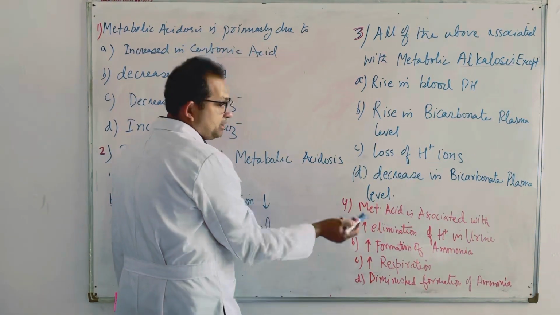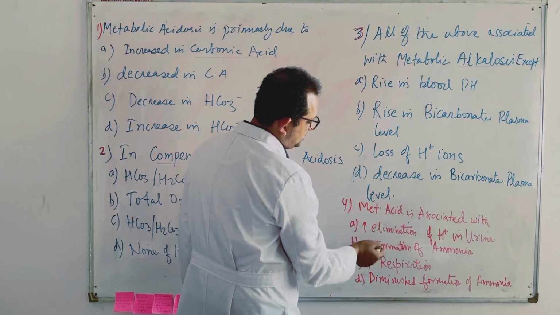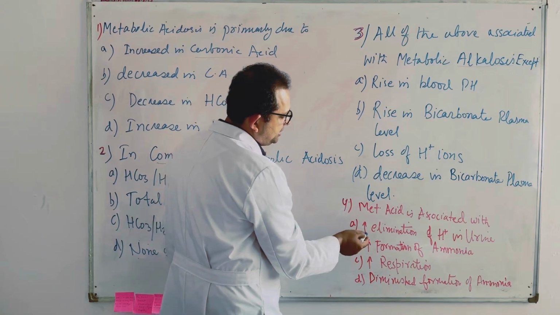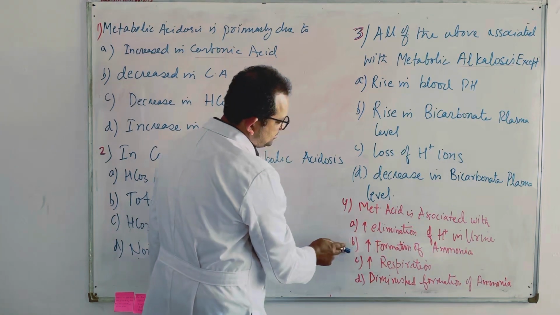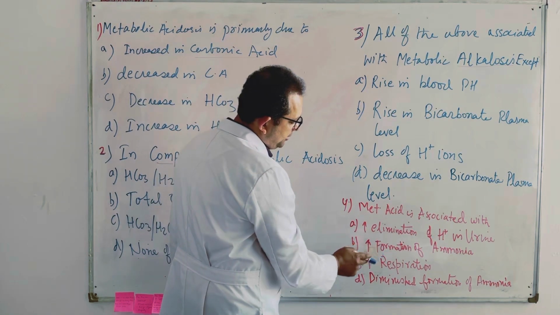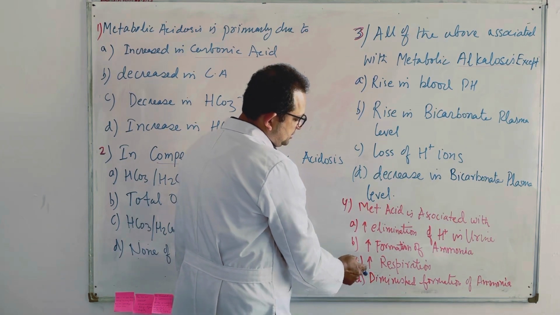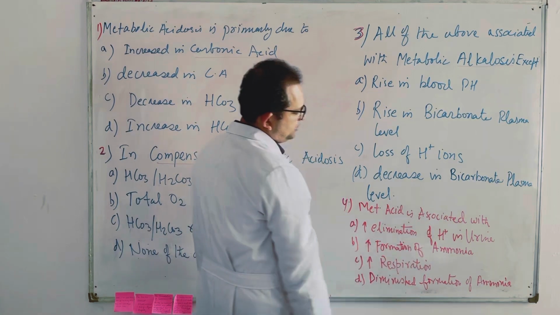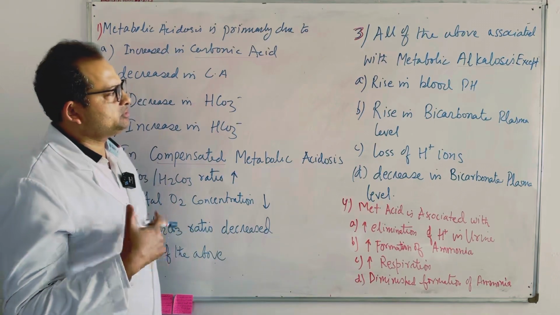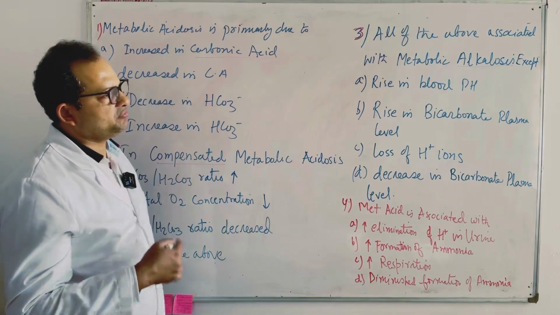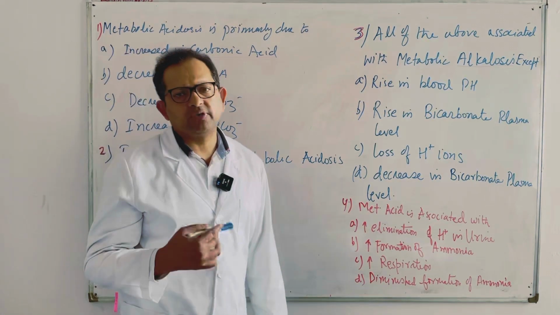The last question, the fourth one, is: metabolic acidosis is associated with first, increased elimination of H plus ion in urine. Second choice is increased formation of ammonia. Third choice is increased respiration. And the fourth choice is diminished formation of ammonia. I hope you can understand by solving more and more multiple choice questions, and you will definitely, like I told you, get a hang of it.